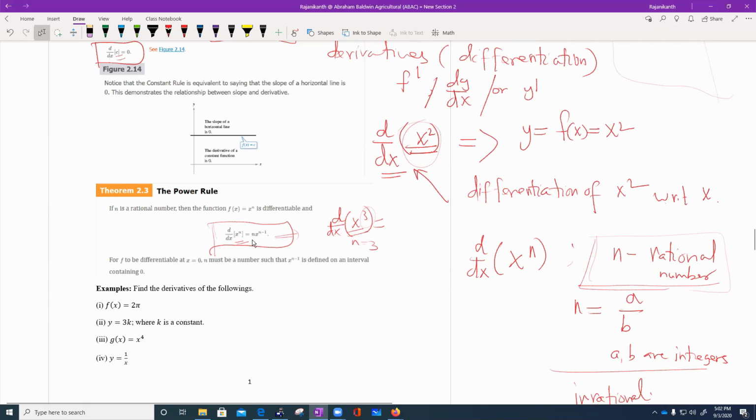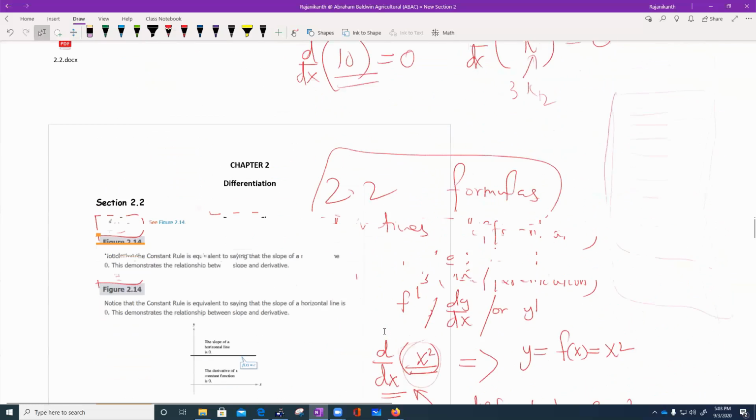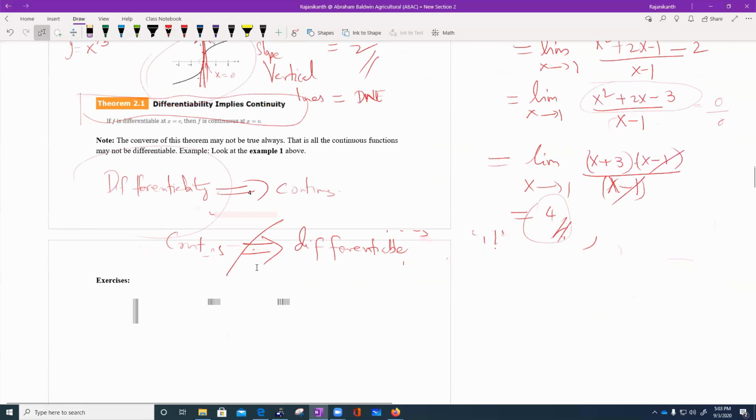If you use this formula, d over dx of x^3 is simply n, which is now 3, times x to the power 3 minus 1. If you simplify further, you will get 3 times x to the power 2, since 3 minus 1 is 2. Therefore, the derivative of x cubed is simply 3x squared. Make sense? Yes, sir.